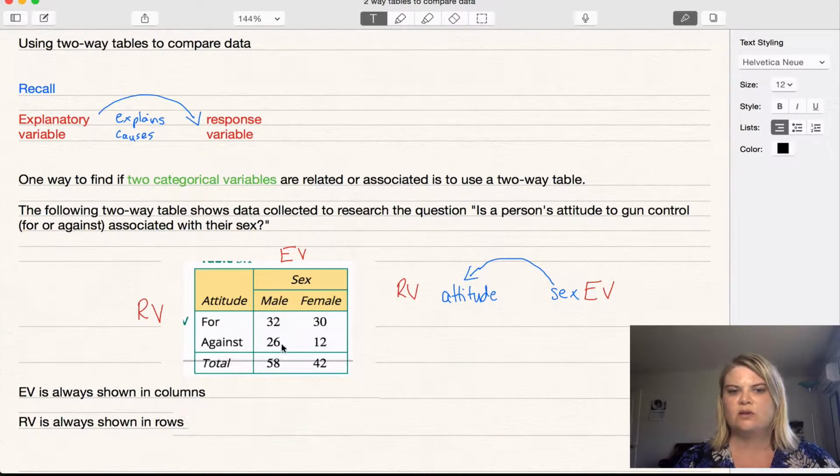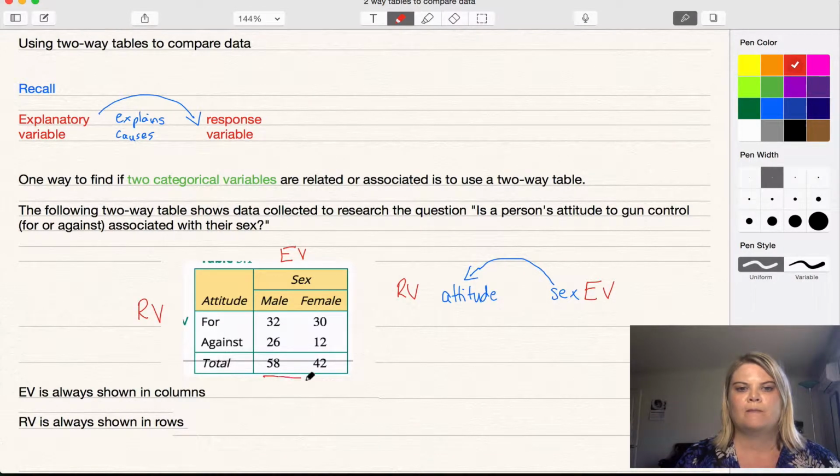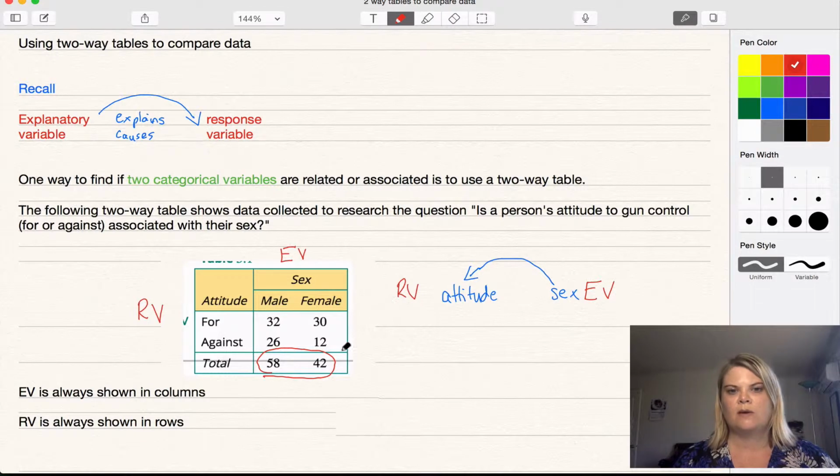And when we look at the total, we can really see where the problem is here. Because out of 100 people in total, 58 were male and only 42 were female. So it's hard for us to compare these two numbers because they're not equal amounts.